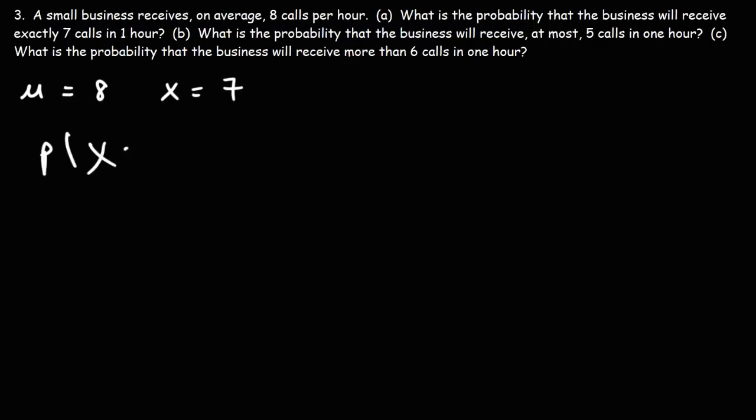So it's going to be P of x equals 7, and that's going to be mu to the x, mu is 8, x is 7, times e raised to the negative mu over x factorial.